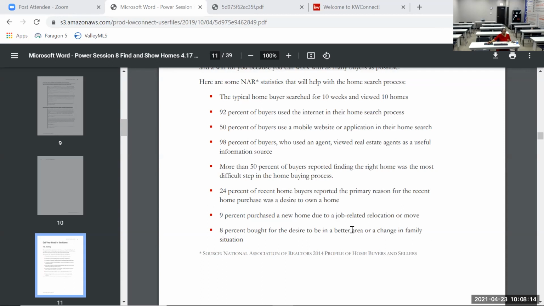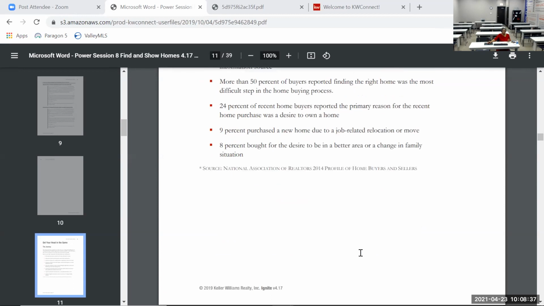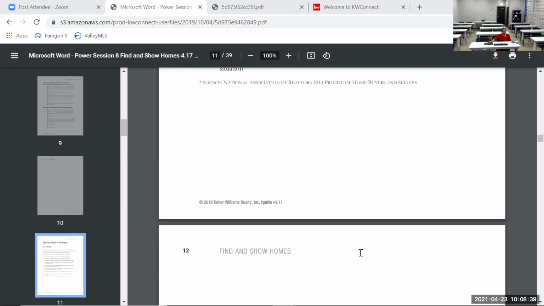9% purchased a new home due to a job-related relocation or move. 8% bought for the desire to be in a better area or a change in family situation. Whether they got married, had a baby, the family is growing, a divorce, maybe elderly parents or grandparents moved in, or whatever the change in the family situation may be.